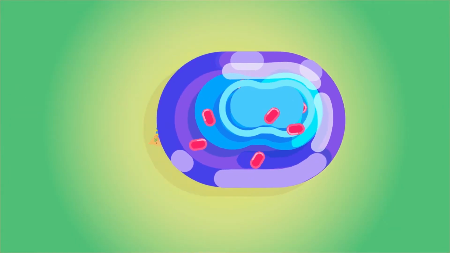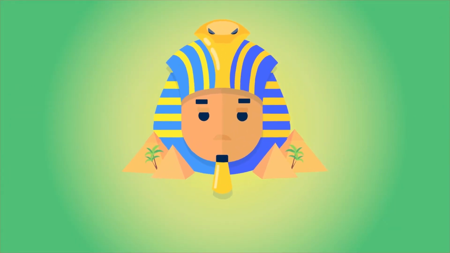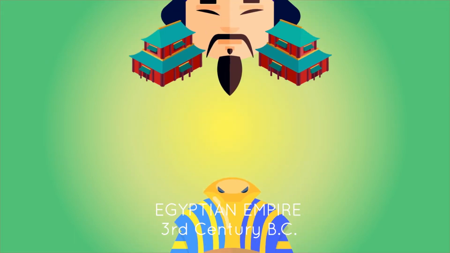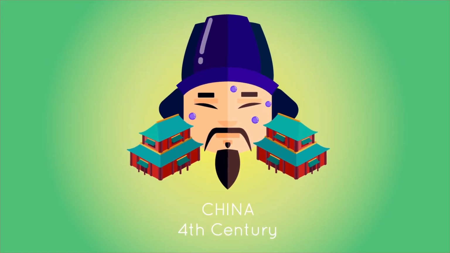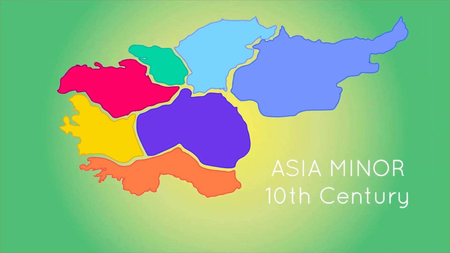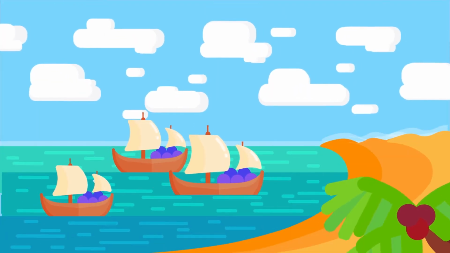The smallpox virus infected the Egyptian Empire around the 3rd century BC, China in the 4th century, and Asia Minor in the 10th century. It was spread due to colonization of multiple countries in the 6th to 18th century.